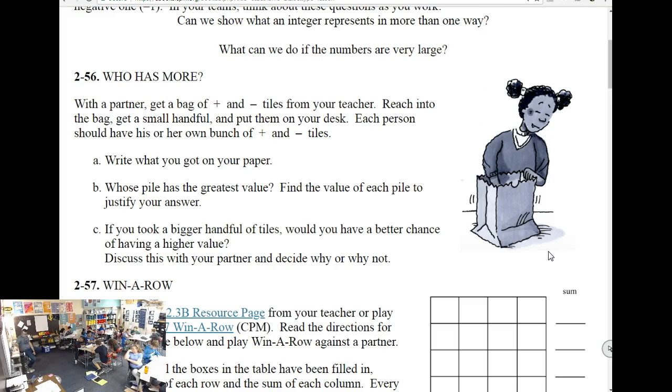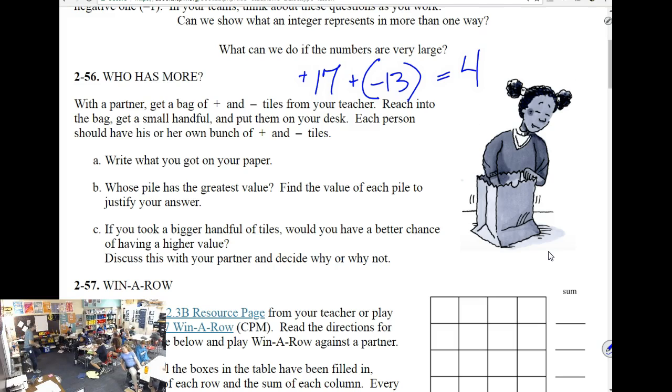Let's say you pulled out a bunch of pluses and you end up with 17 pluses, right? So you have a positive 17. And you pulled out 13 negatives. What do you actually have and why? Connor? How do we actually have 4? But why? Let's say we're trying to explain this idea to somebody.